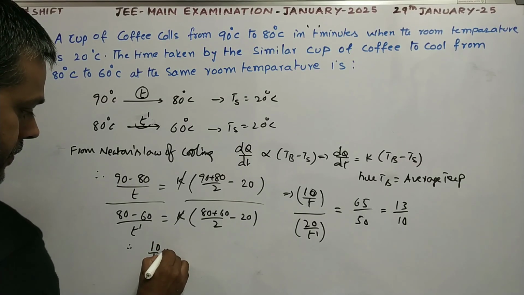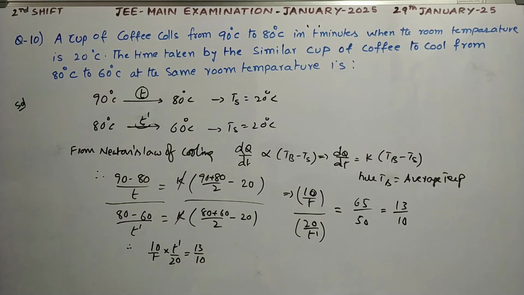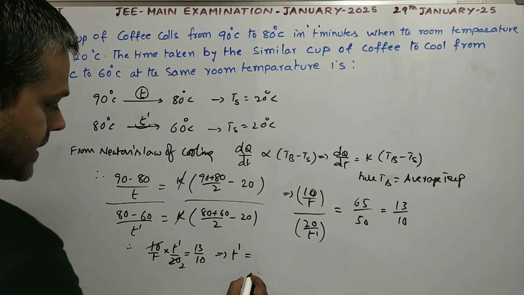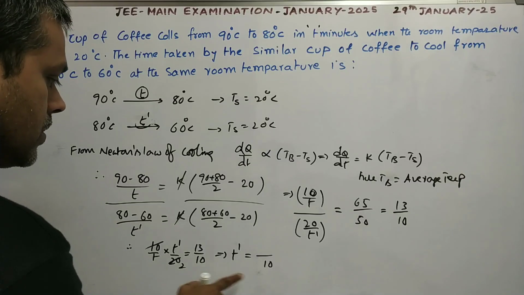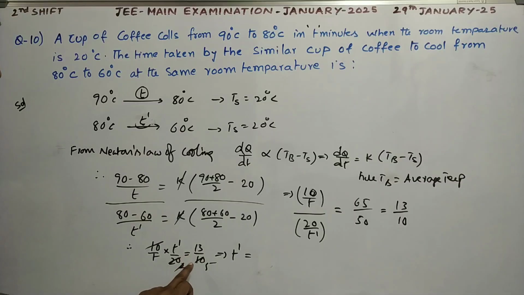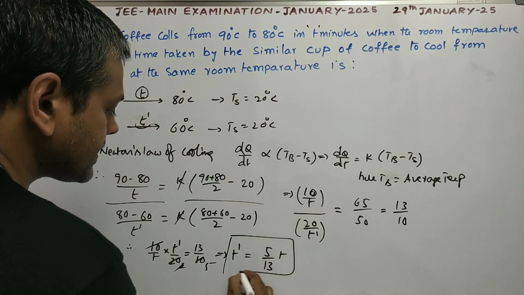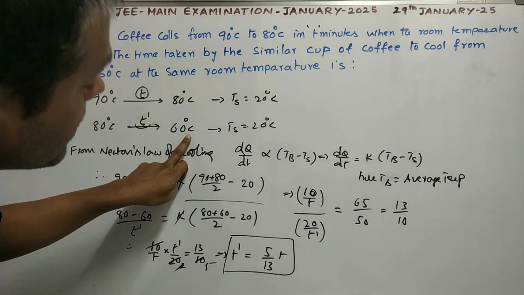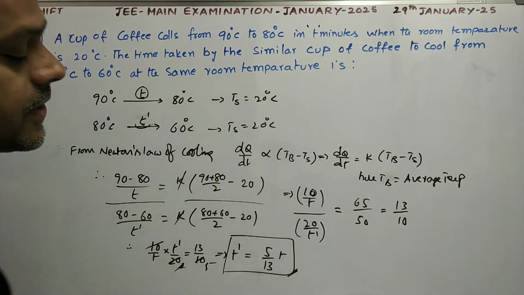10 by T into T dash by 20 is equal to what? 13 by 10. We require T dash. That implies T dash is equal to what is that? T dash is equal to 5 by 13 of T. So this is the time required to cool the hot coffee from 80 degrees Celsius to 60 degrees Celsius while you maintain the room temperature at 20 degrees Celsius. This is the answer for this question. Okay, right.